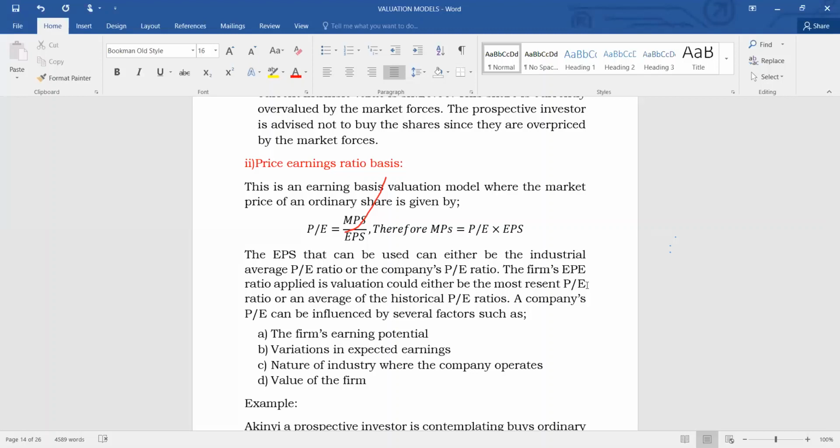I've developed a running nose. Okay, you'll bear with me.